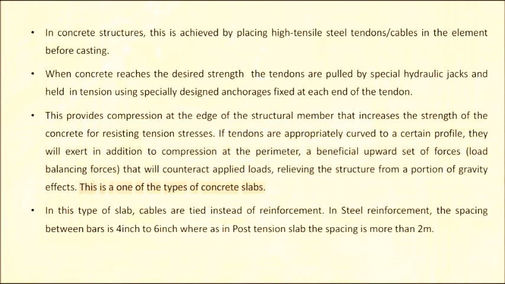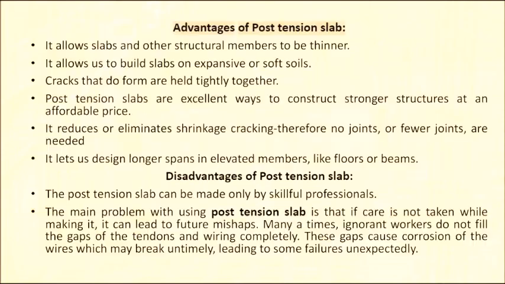This is one of the types of concrete slabs. In this type of slab, cables are tied instead of reinforcement. In steel reinforcement, the spacing between bars is 4 inch to 6 inch, whereas in post-tension slab the spacing is more than 2 mm. Advantages of post-tension slab.